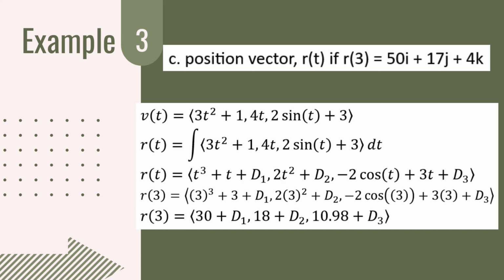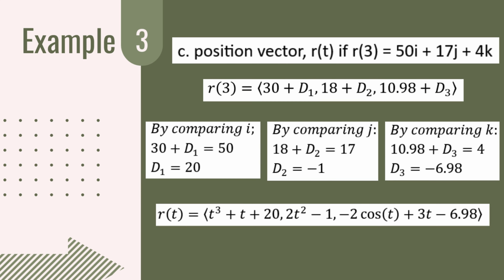For the last question, it needs us to find the position vector if r(3) is equal to 50i plus 17j plus 4k. So we have to integrate the velocity vector first, and then substitute 3 into each t in the position vector. We will get 30 plus d1, 18 plus d2, and 10.9x plus d3. Then we compare each of the i, j, and k, so we get d1 equals 20, d2 equals -1, and d3 equals -6.98.